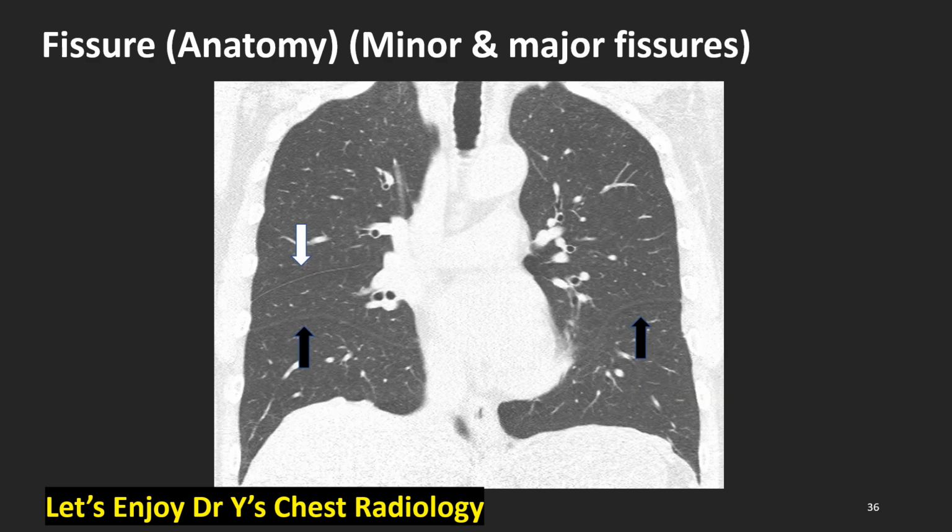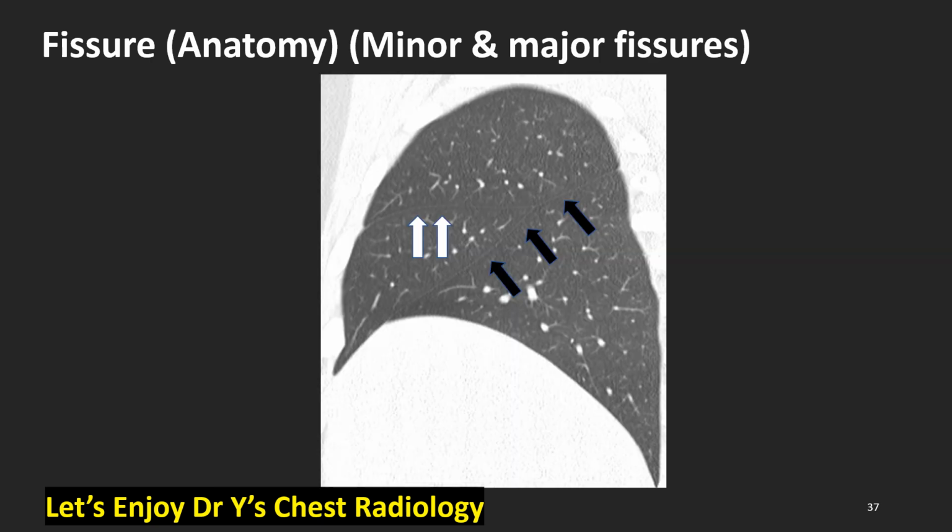This is coronal CAT scan. White arrow indicates minor fissure. Black arrows indicate major fissures. This is the right lung sagittal CAT scan. White arrows indicate minor fissure, and black arrows indicate major fissure.